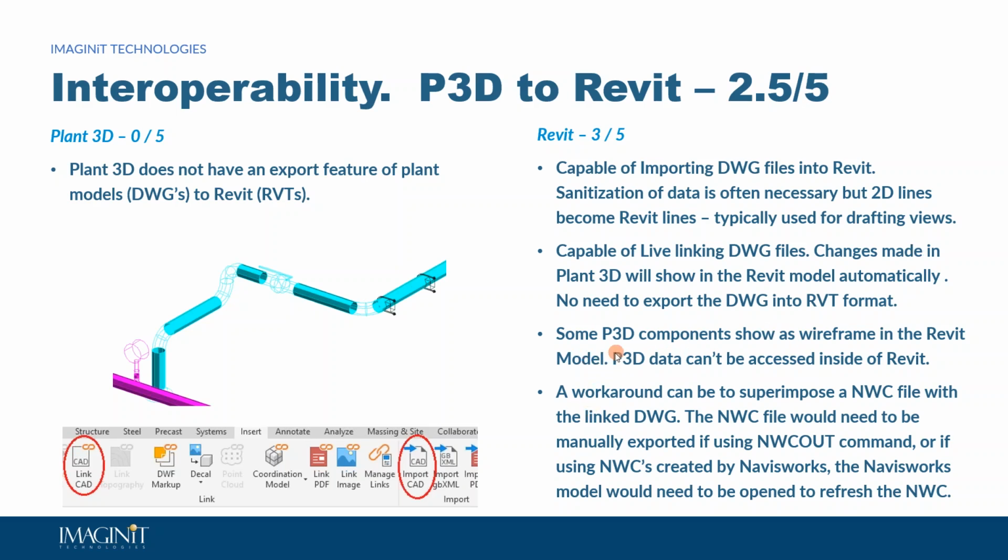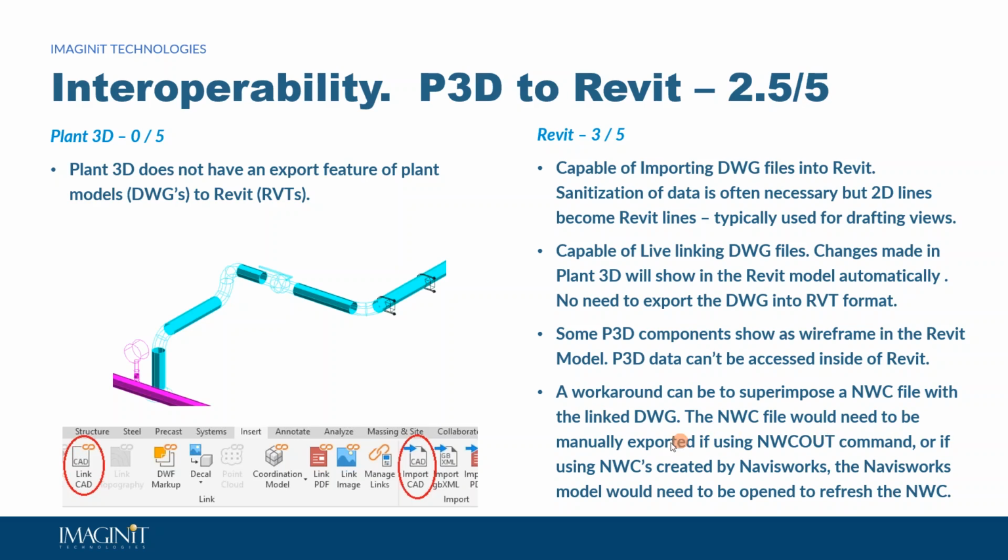And for some Plant 3D components, a workaround can be to superimpose an NWC file with the linked DWG. So this is the ribbon in Revit. And when you link to the live link, you click this button. You can also bring an NWC file, so a Navisworks file, using the coordination model. So a workaround to fix this wireframe is to superimpose an NWC file with the linked DWG.